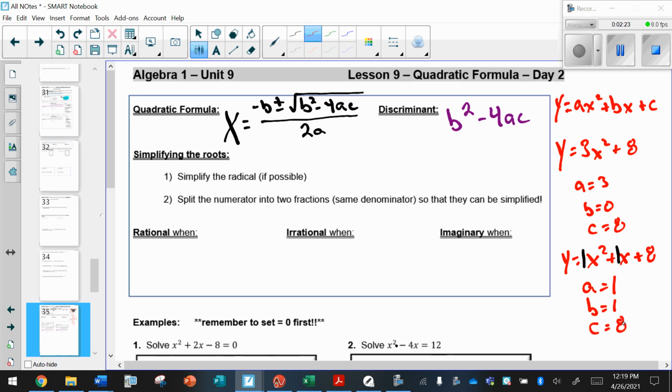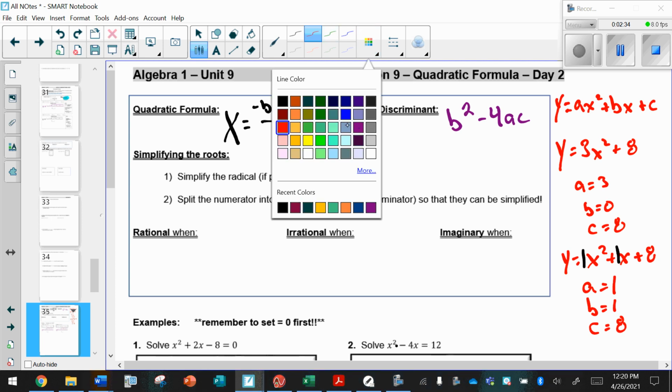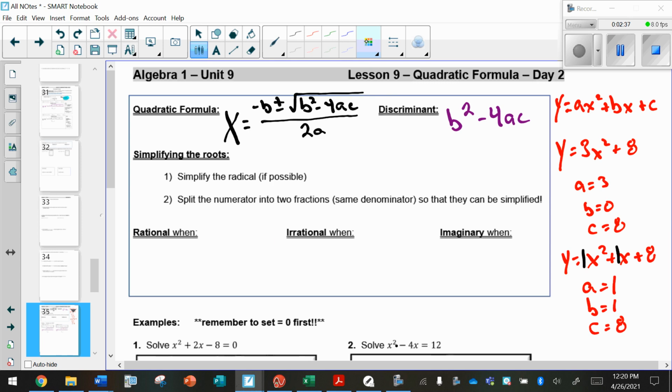All right, so the discriminant is the way to tell whether our roots are going to be rational numbers, irrational numbers, or imaginary numbers. So our roots will be rational numbers when our discriminant is a perfect square. Now, earlier in this unit, we did a list of numbers that were perfect squares. 1 squared is 1, 2 squared is 4, 3 squared is 9, 4 squared is 16, 5 squared is 25, 6 squared is 36.